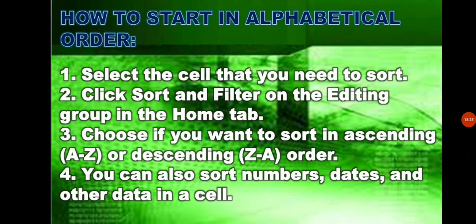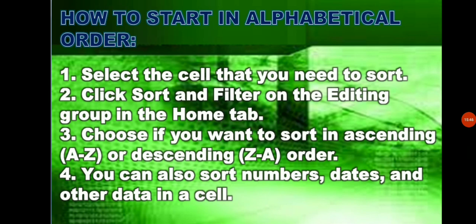Now take note of this. The cells are not adjusting to the data you input, and you need to adjust the height and width of the rows and columns to have a clear view of your input. These features are in the Home tab, Cells group.